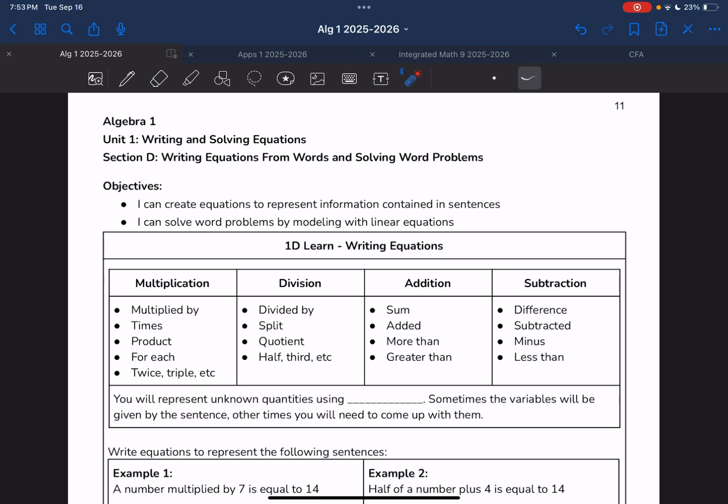Divided by, split, quotient, half, third, fourth, fifth. That's telling us that we want division. If you see sum, added, more than, or greater than, that tells you addition. And then difference, subtracted, minus, or less, that's subtraction.